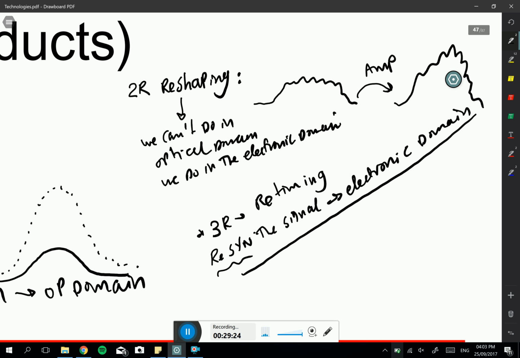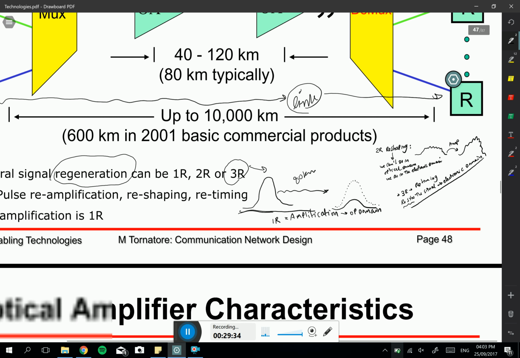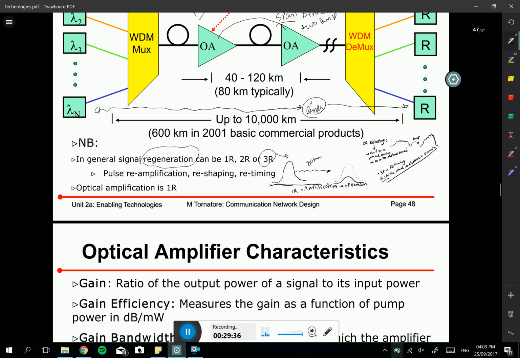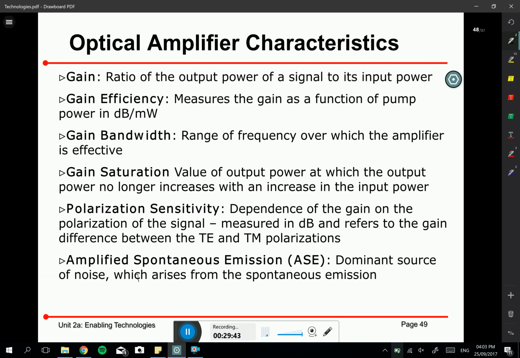We're doing very good, right? We have a system with thousands of kilometers distance, reach. But still, there's a physical limitation to the number of amplifiers that you can have one after the other. And to explain this concept, let me go directly to this example here.